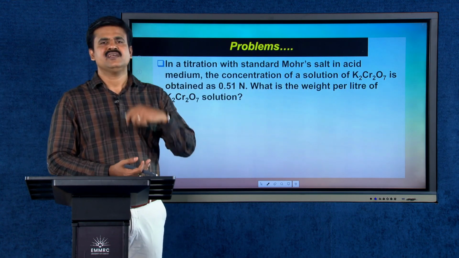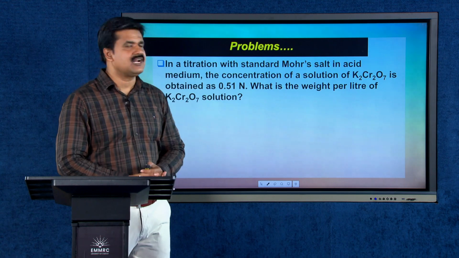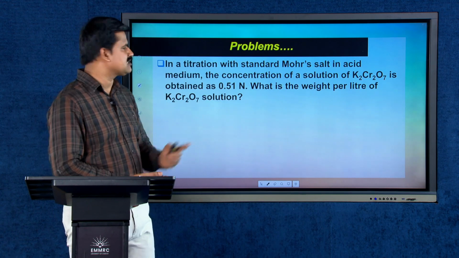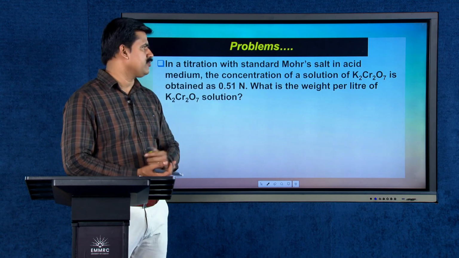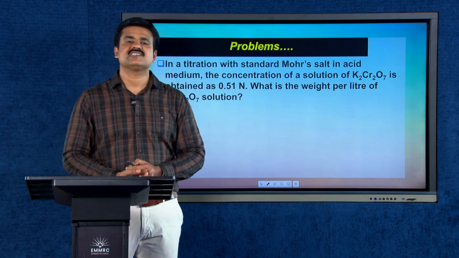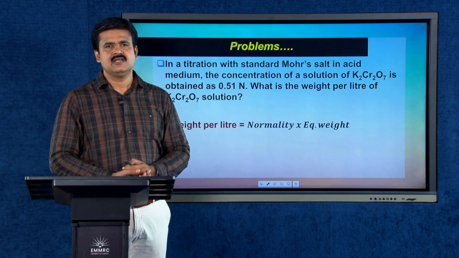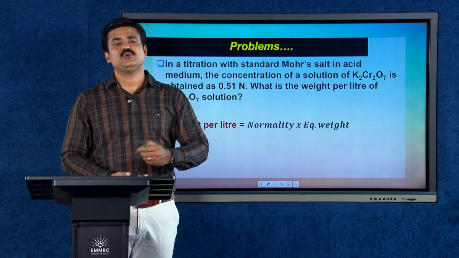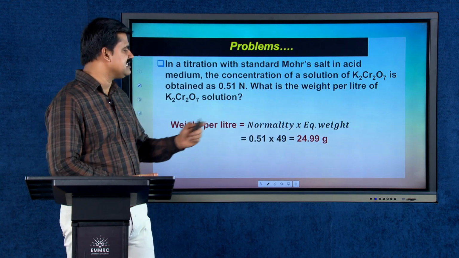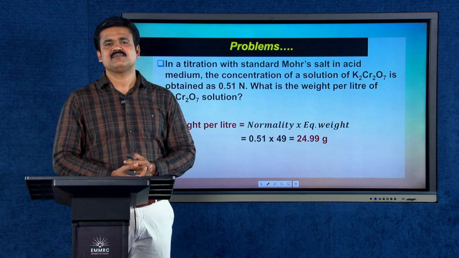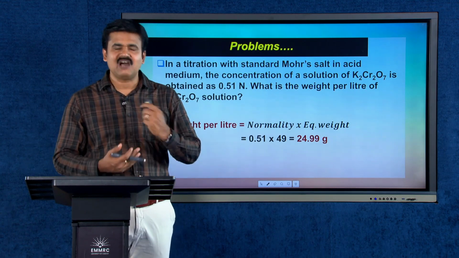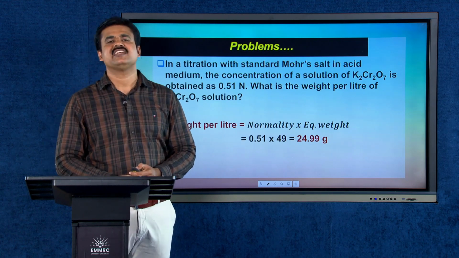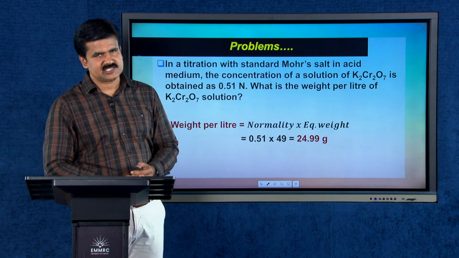Now, in a titration with the standard Mohr's salt in acid medium, the concentration of a solution of potassium dichromate is obtained as 0.51 normal. What is the weight per liter of the potassium dichromate solution? It is very clear that weight per liter can be calculated by using the expression weight per liter equal to normality into equivalent weight. Here in the problem, normality is given as 0.51, and for potassium dichromate, its equivalent weight is equal to 49. So, you have to multiply 0.51 with 49 to get the result. That is 24.99 gram will be the weight per liter.